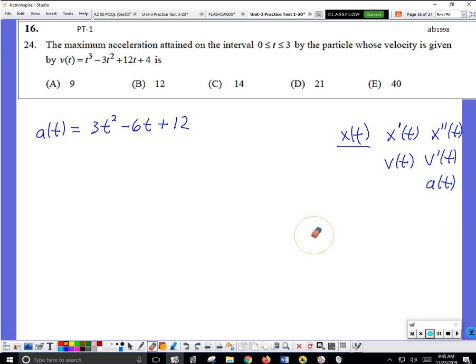So if this is the min-max theorem and the goal is to find the max of A, raise your hand and tell me what we should do. Hands up, come on.